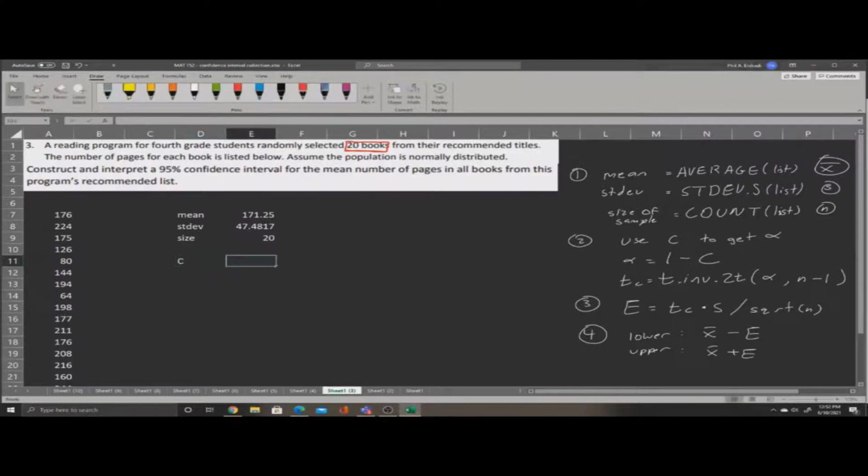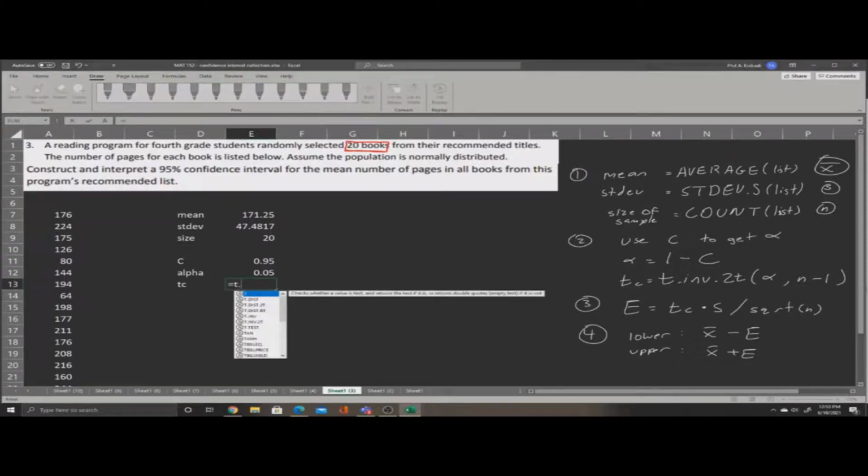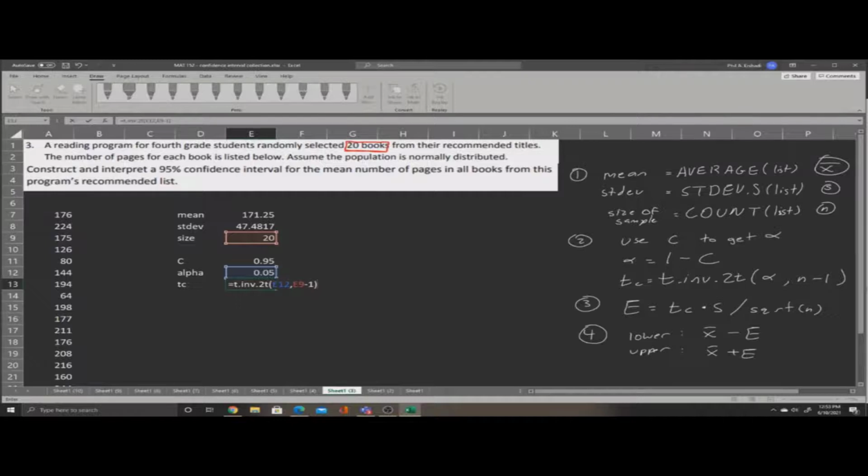After this, let's type our confidence, then our alpha, and then our T critical. Our confidence level, according to the question in line 3, we're given 0.95 or 95% confidence. The alpha will be equal to 1 minus the confidence. And the T critical will be T.INV.2T. Select the alpha, comma, the size minus 1. This gives us our T critical.